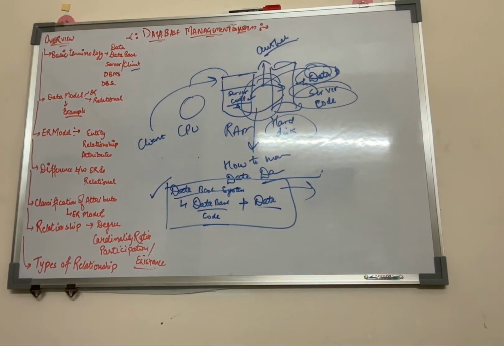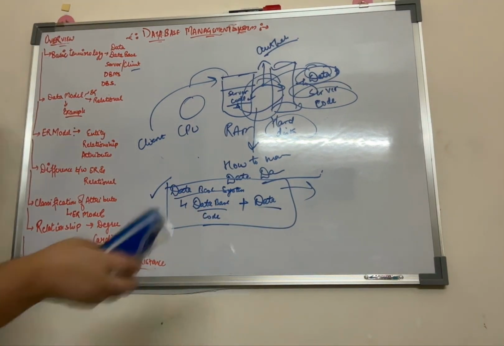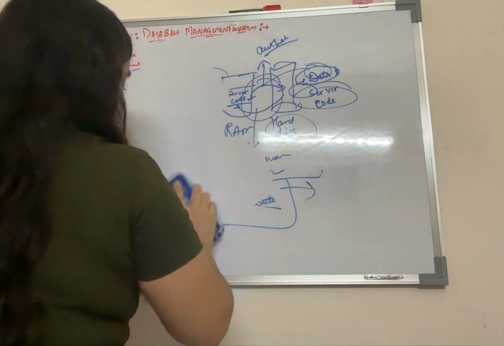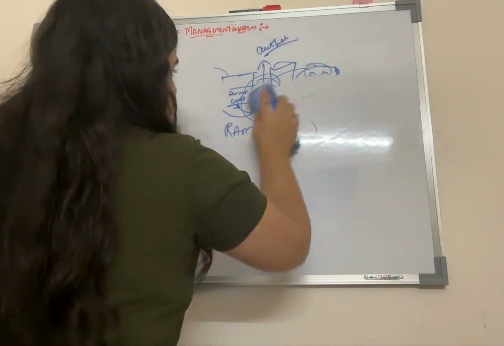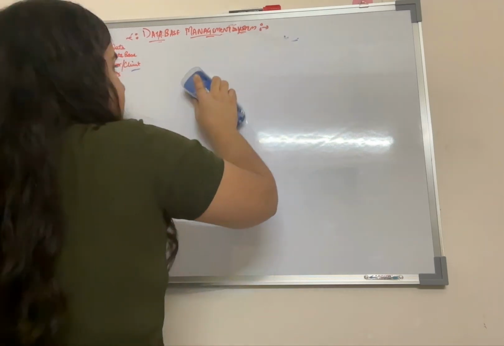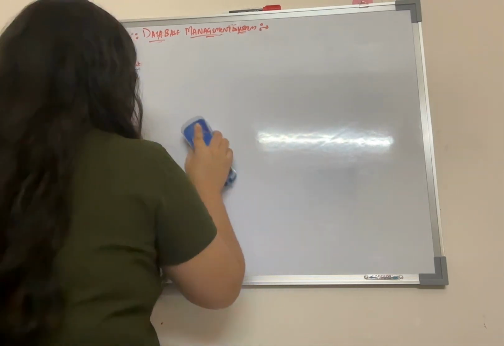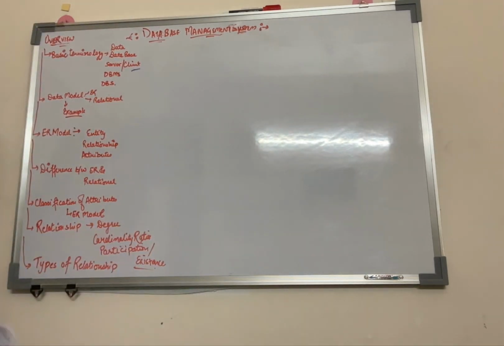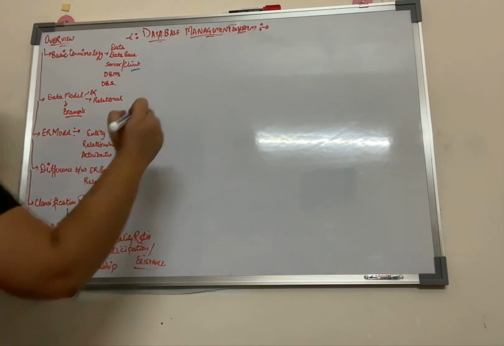Okay, so now we'll move forward to what is a data model, and the two types of data model that are there. ER model, entity relationship model. ER model is nothing but entity relationship model, and then the second one, relational model. Now, what is a data model?